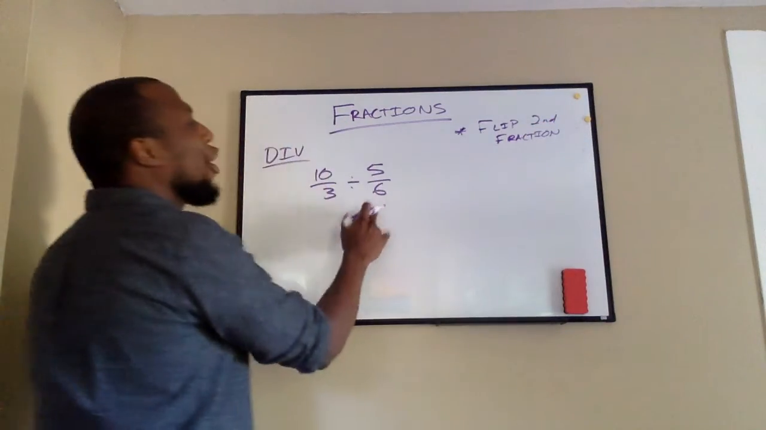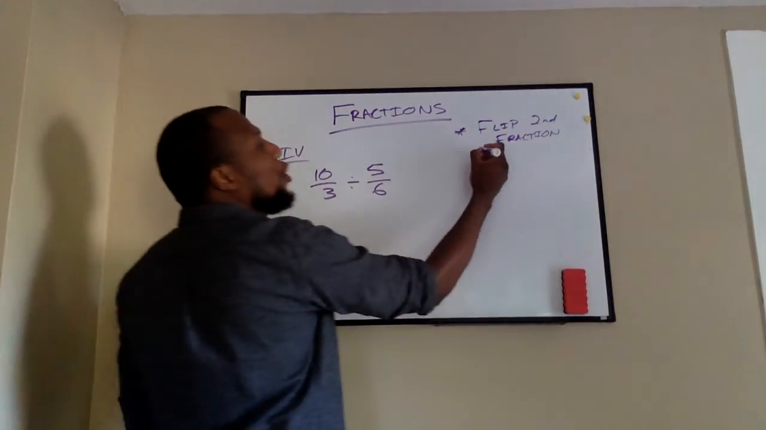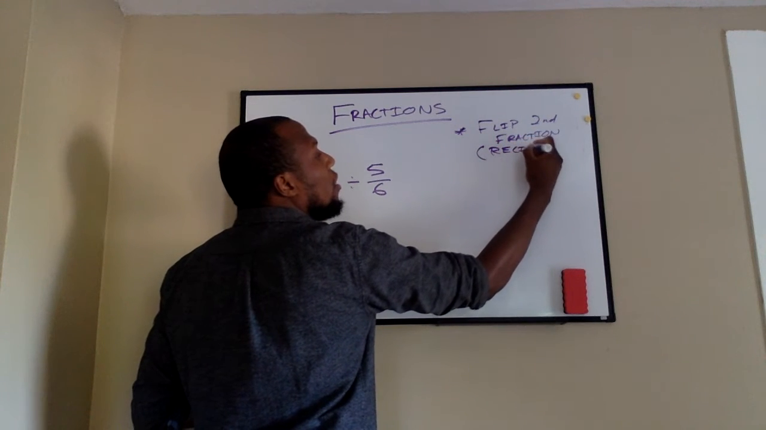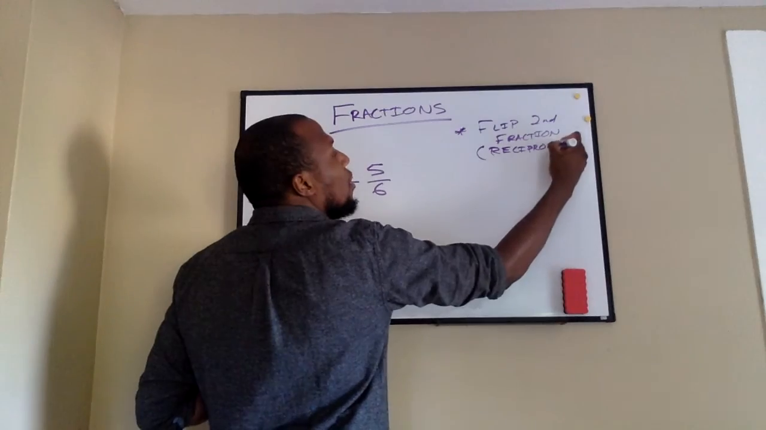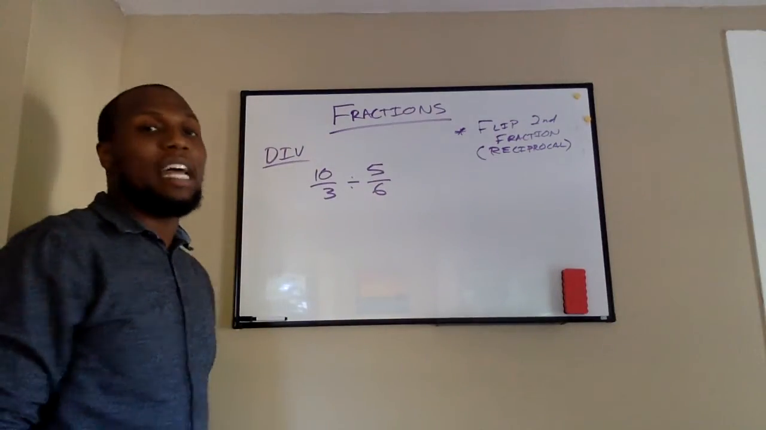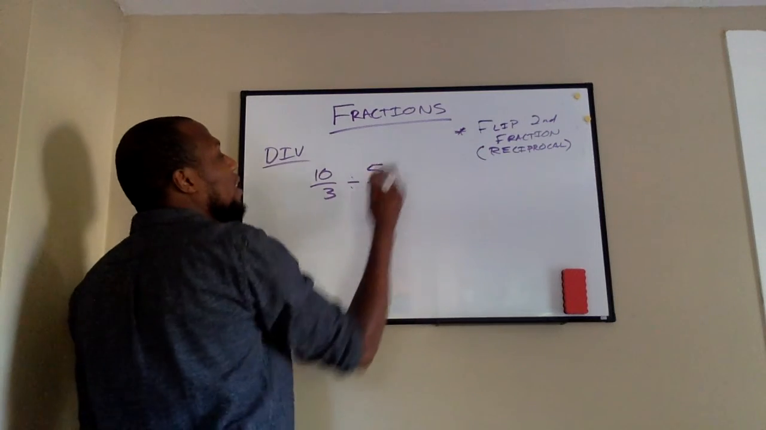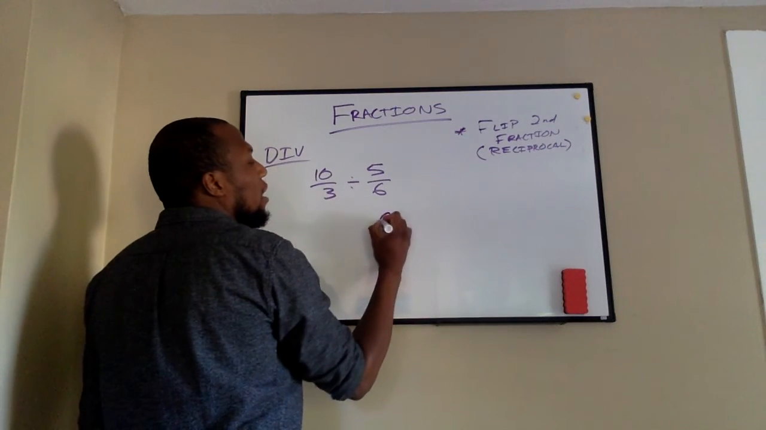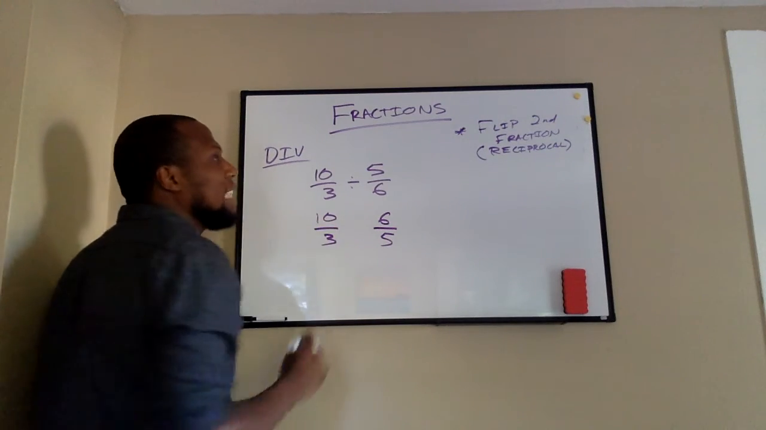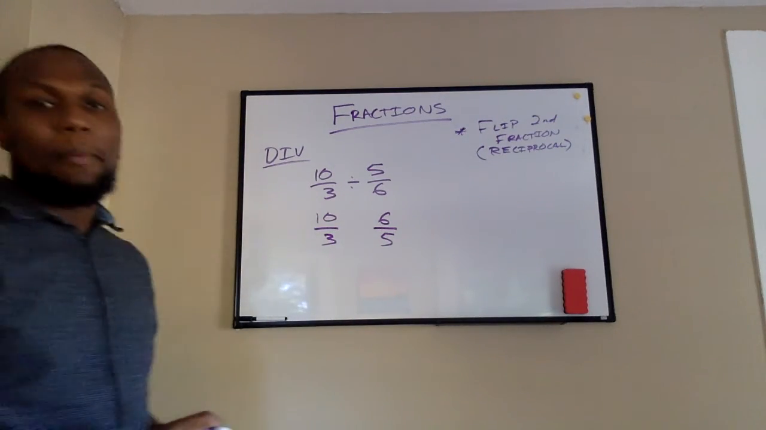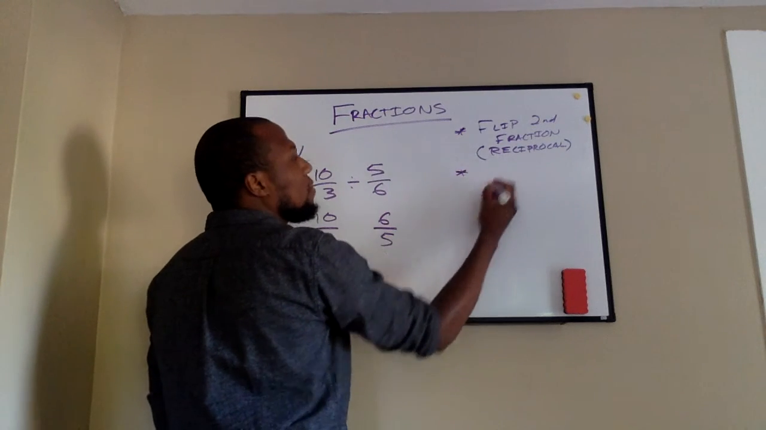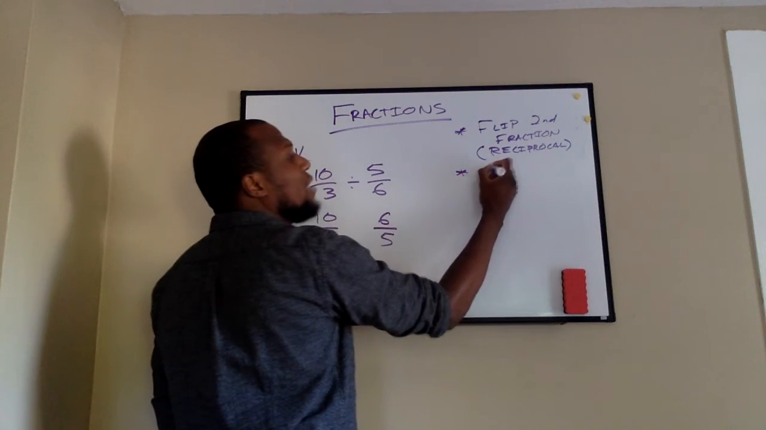We're going to turn this fraction into its reciprocal. The reciprocal is the inverse of that fraction. So we're going to take this fraction and flip it over, 6 fifths. We keep the first one exactly the same. And then once we flip that, we are going to change the sign.